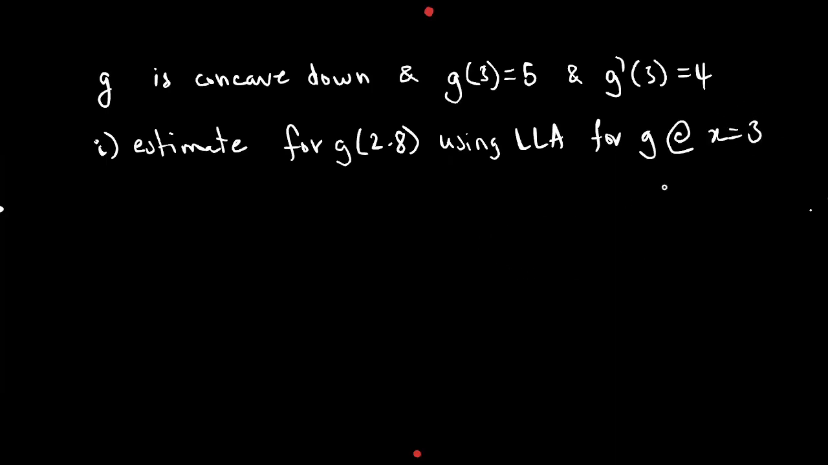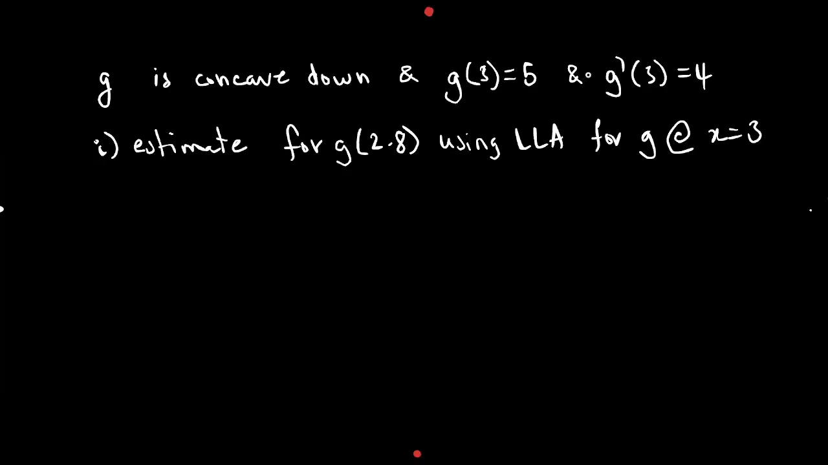So in this case, we're given an x value and a y value, the input and output of this function, and we're also told the slope at the value of x equals 3. This derivative of our function is telling us that we have a slope of 4. So using this information, we can start by constructing the equation for our tangent line.